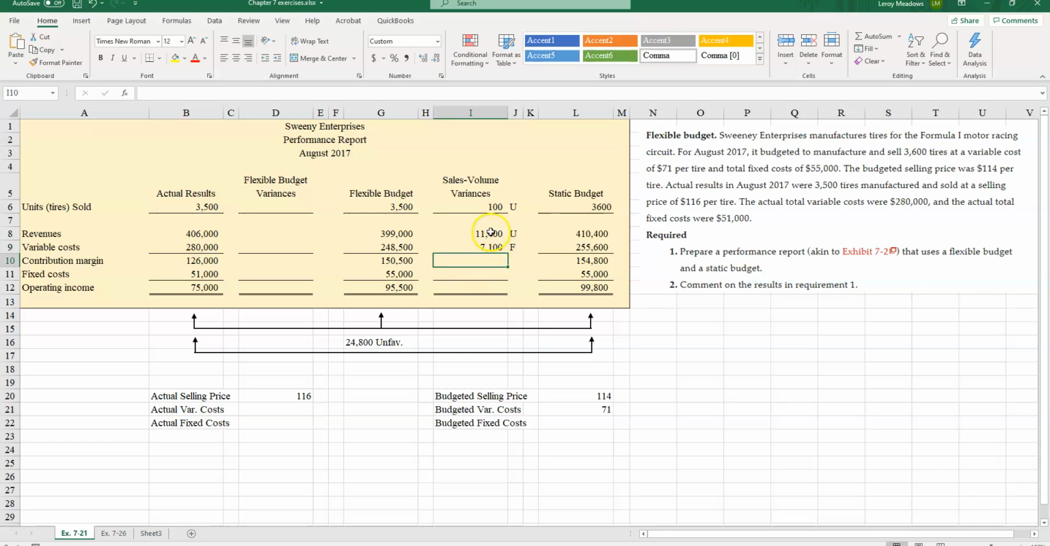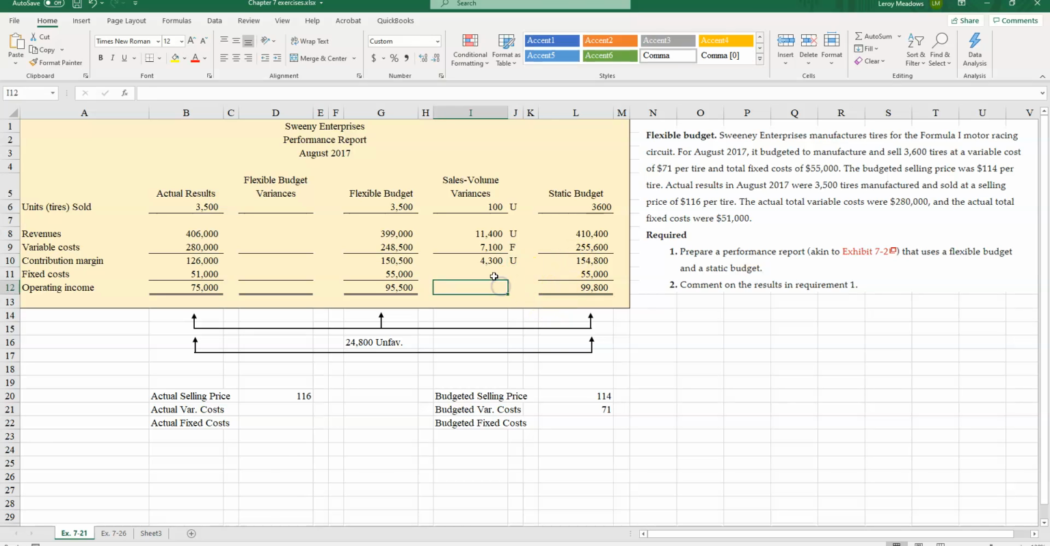Now let's take a look at my static budget variance, or my contribution margin variance. And what is that? Take the difference between 150,500 and 154,800, and that would be 4,300. And again, for contribution margin, is that favorable or unfavorable? Well, looking at this one line item, lower contribution margin in and of itself, with all else being equal, will lead to lower operating profit. So we're going to classify that as unfavorable.